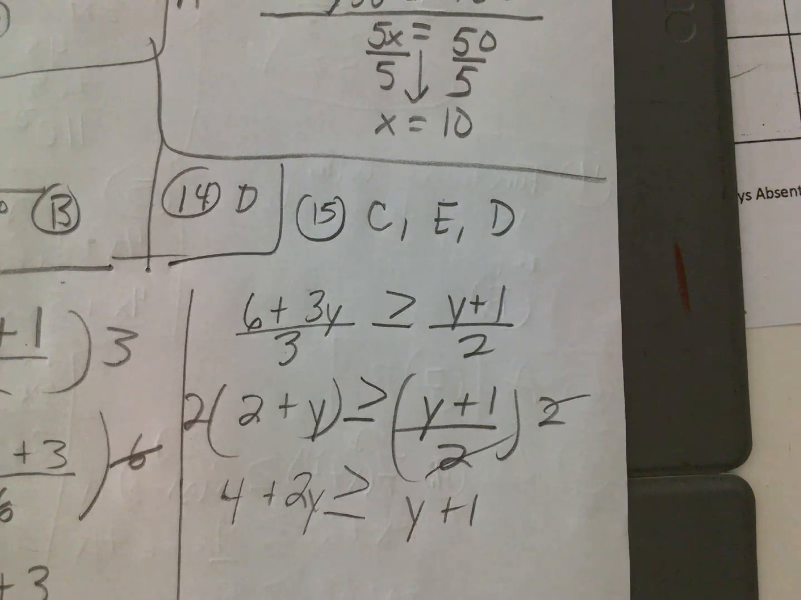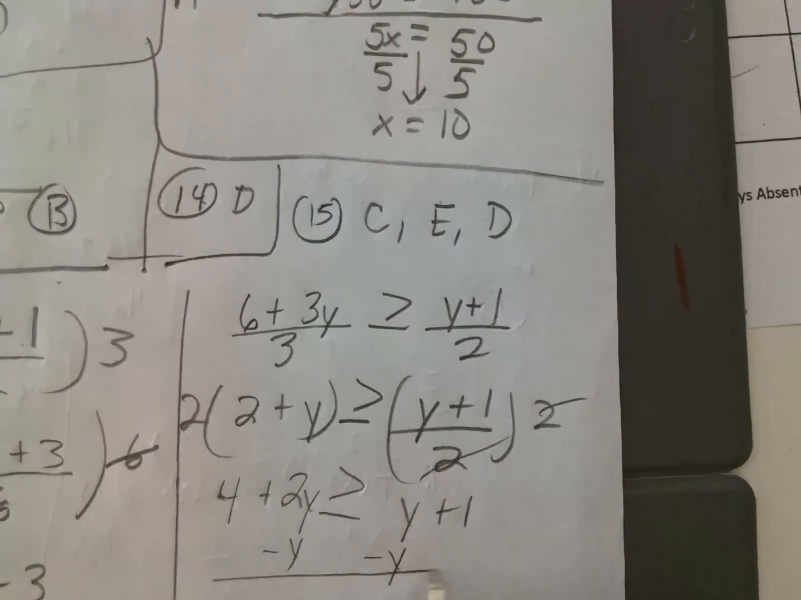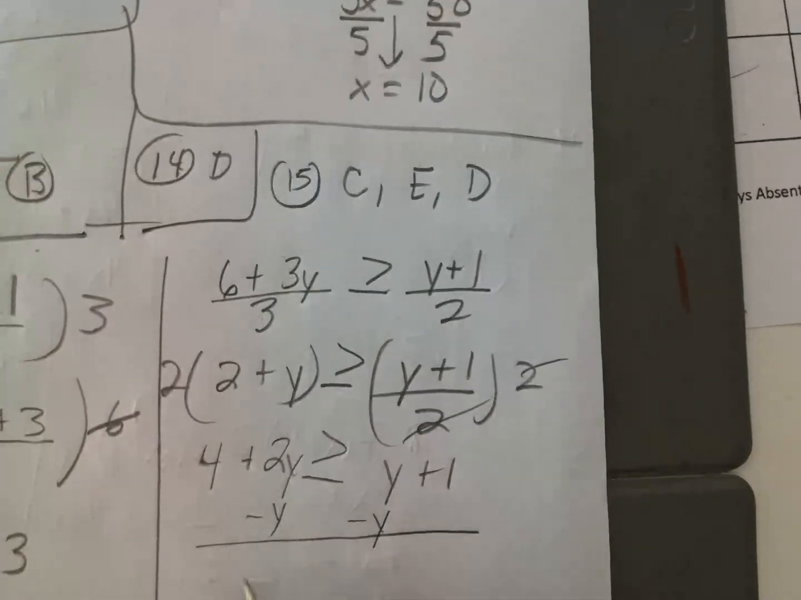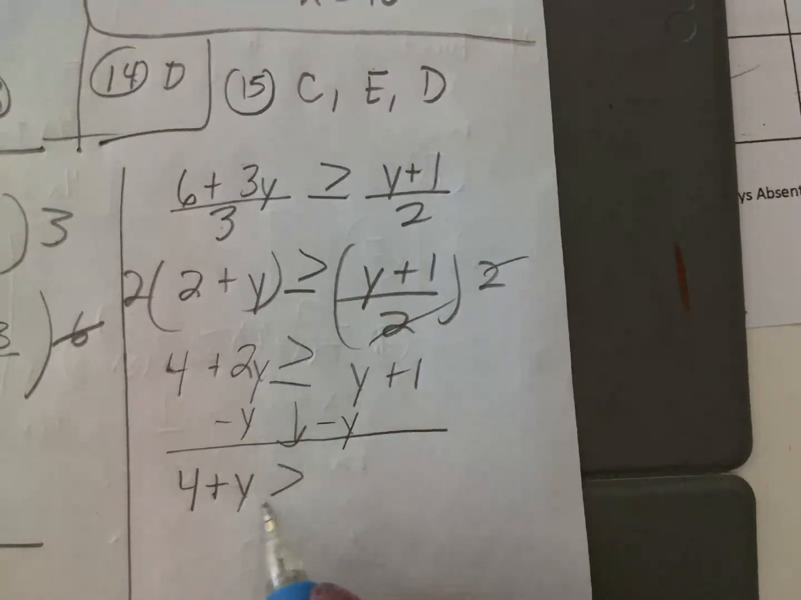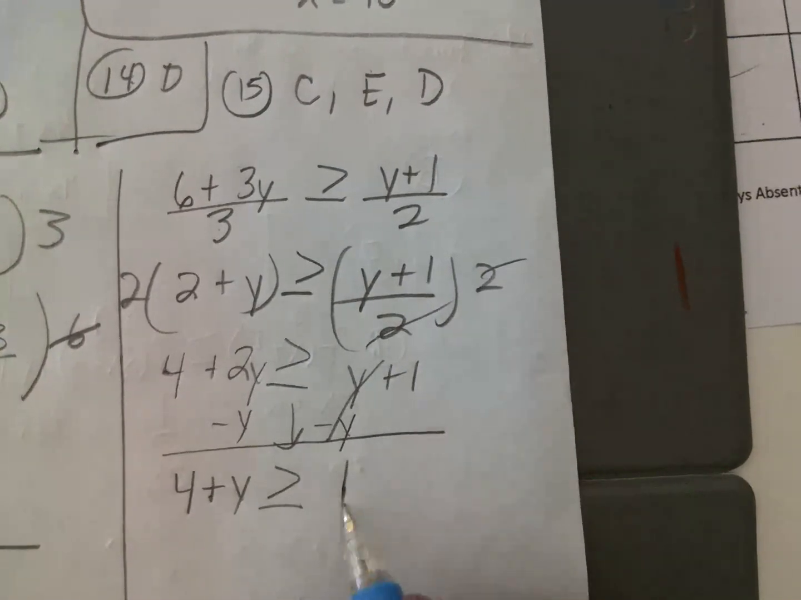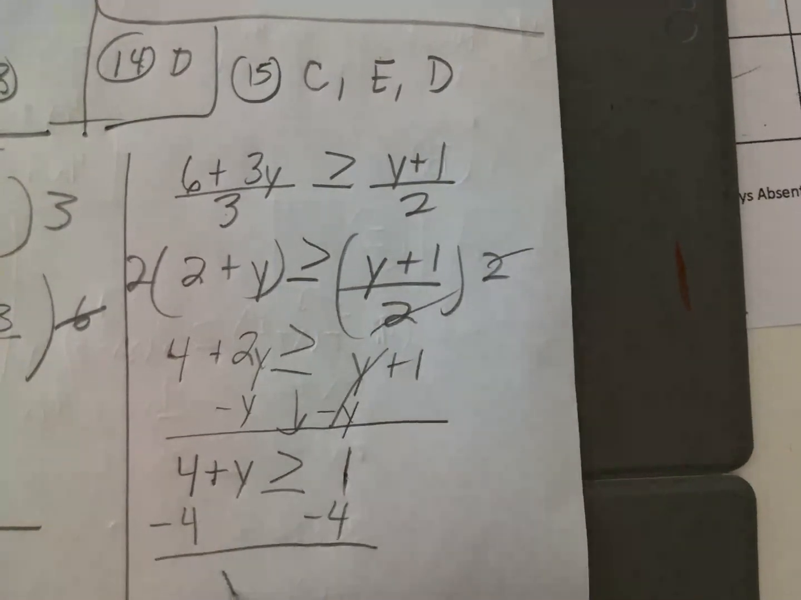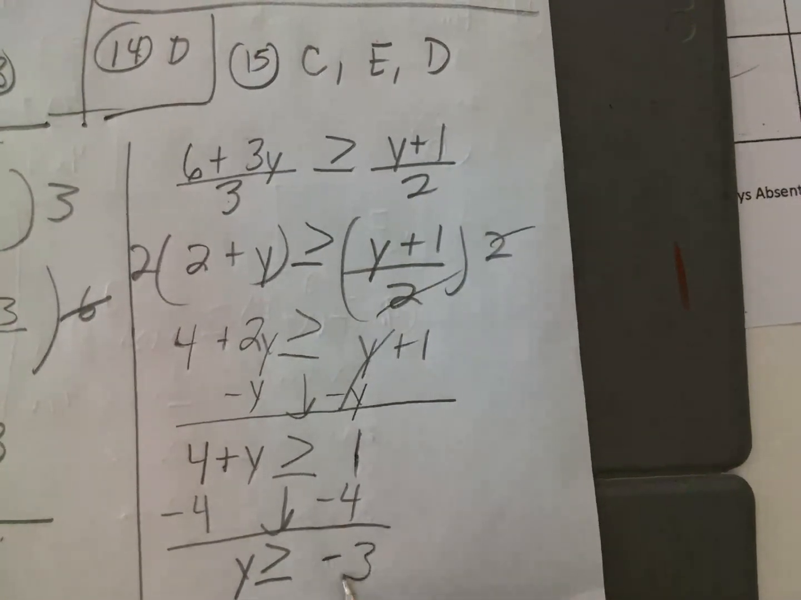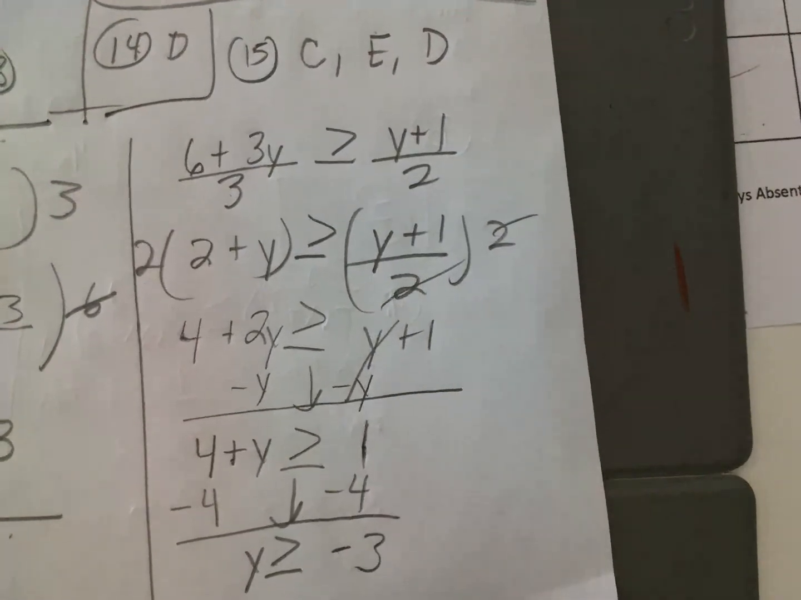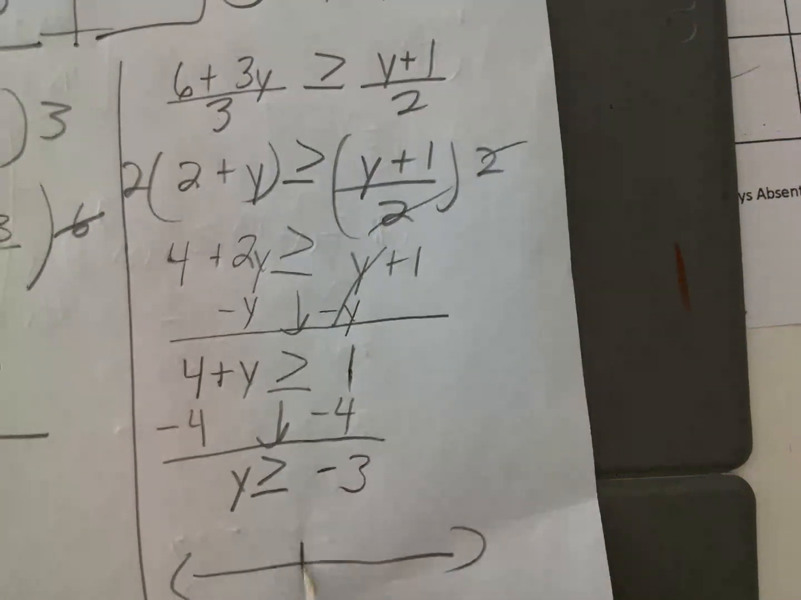Okay. Move the y's to the same side. So I'm going to subtract 1y from over here. When I subtract 1y from over here, this gives me 4 plus y. Bring down the inequality. And this gives me 1. So now I'm going to subtract 4 on both sides. And this gives me y. Bring down my inequality. This is negative 3. That's better. Okay. So when we graph this, this is going to be negative 3 here.